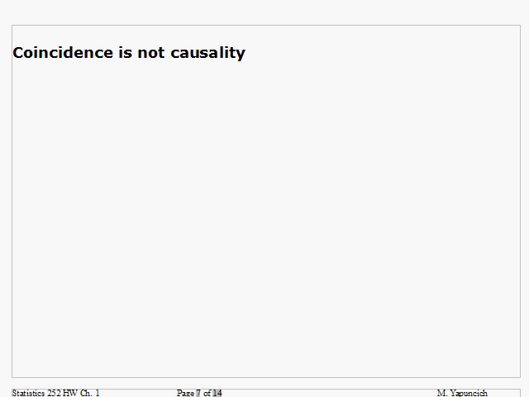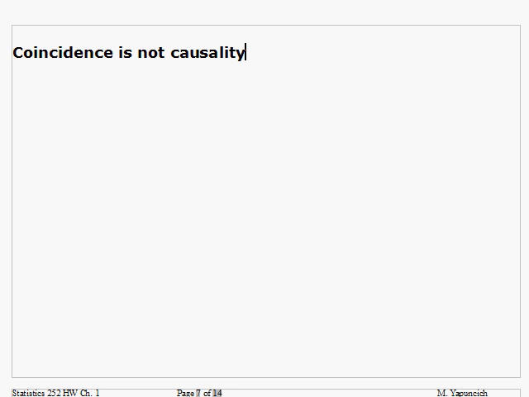If there's any concept I'd like you to get out of this class, if all you get out of this class is the understanding that coincidence is not causality, I will be very happy and your life will be better. Coincidence is not causality. Because two things happen at the same time does not mean one causes the other. And this is used frequently throughout society. It may mean causality, but it doesn't prove it.